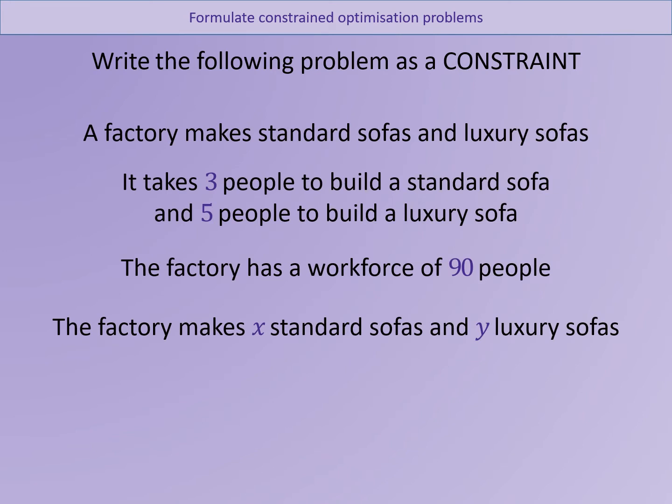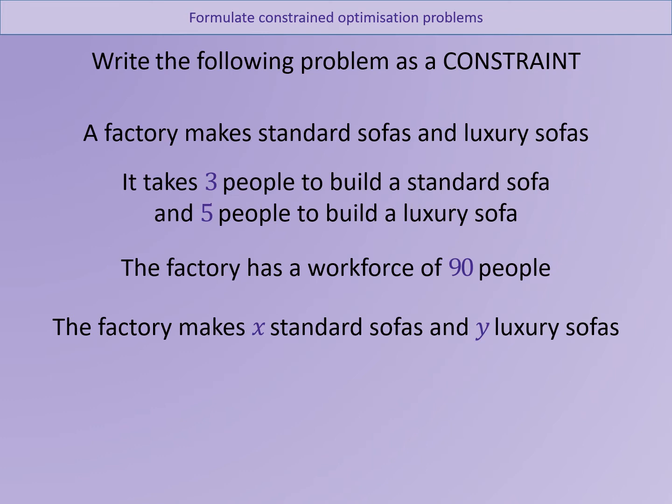So now the factory makes standard sofas and luxury sofas, and the number of people required to make each sofa is 3 people to make a standard sofa and 5 people to make a luxury sofa. The workforce has 90 people altogether. Can we make a constraint involving this?